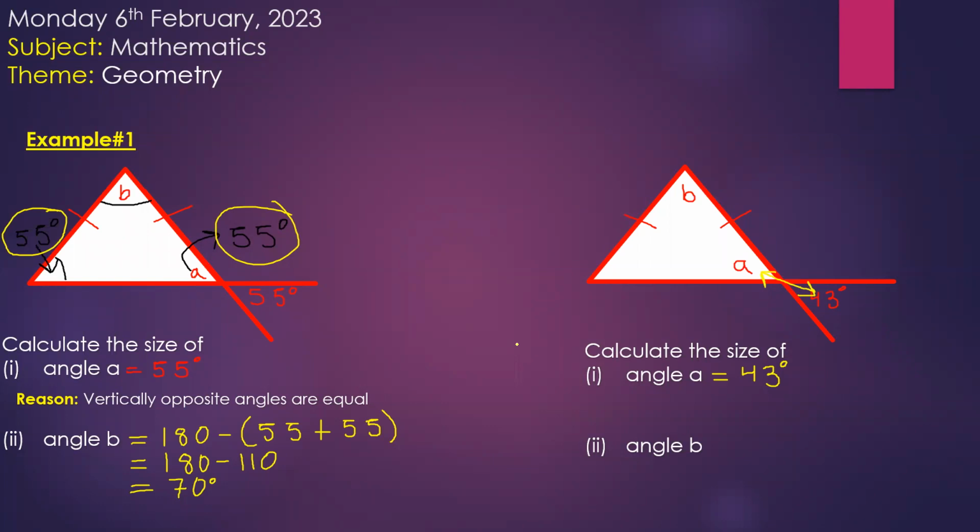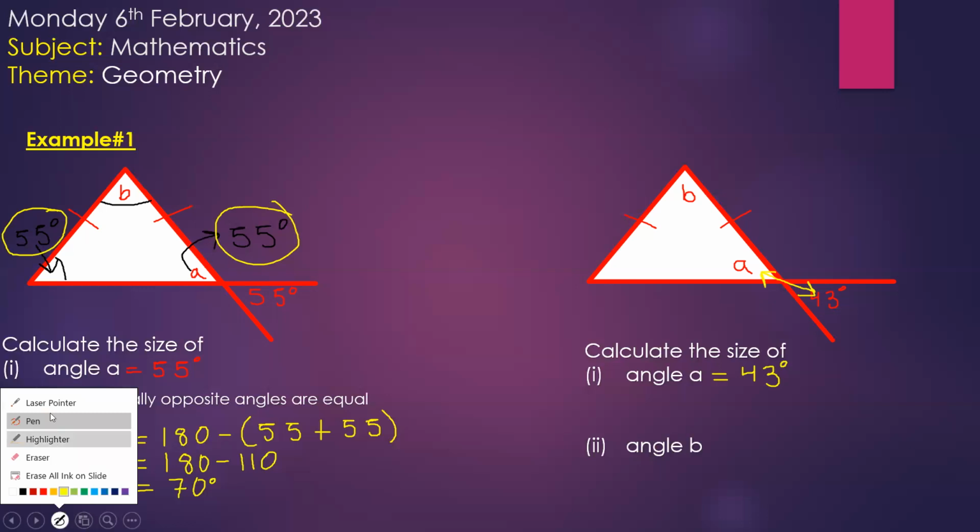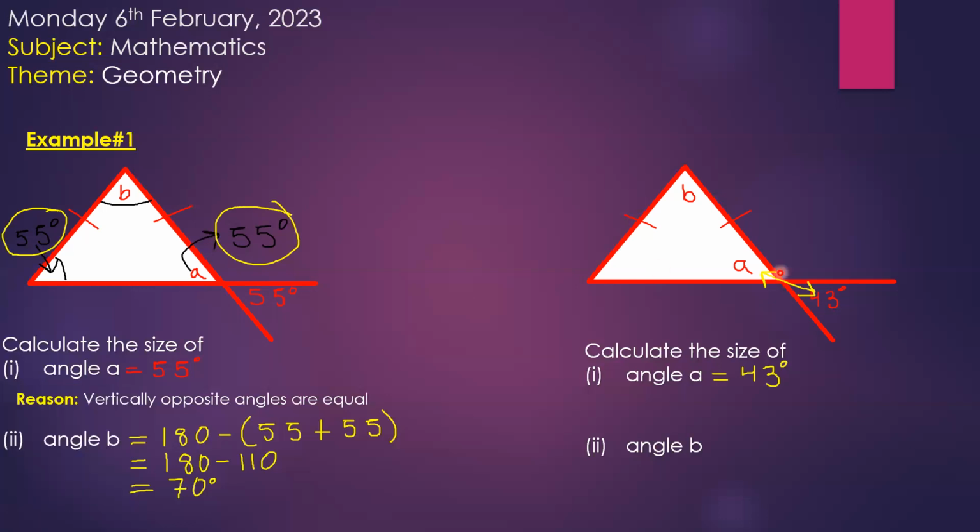I asked a totally wrong question. Why is A equal to 43 degrees? Look at the example. Why is A equal to 43 degrees?